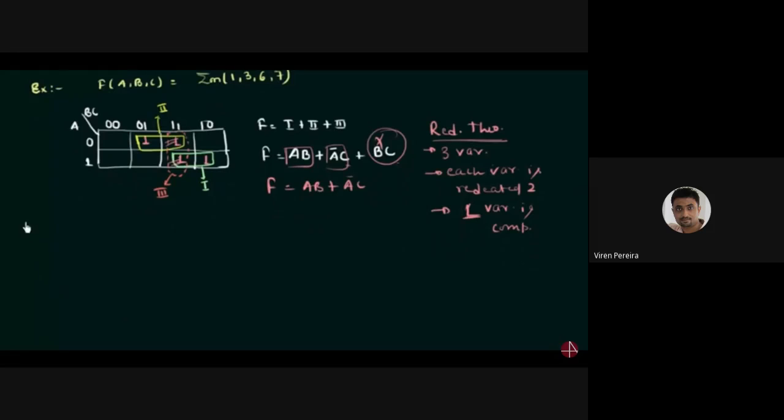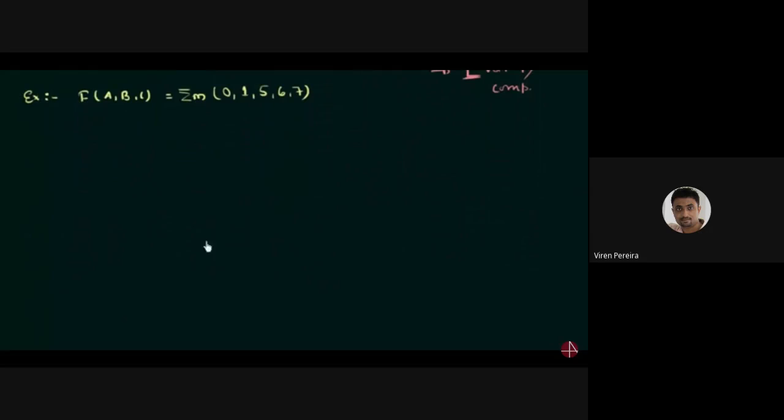Now we will move to our second example. The second example is function f with variables a, b, c equal to summation m 0, 1, 5, 6, 7. So again you can see that 3 variables are involved, so we have to make an 8 cell K map.